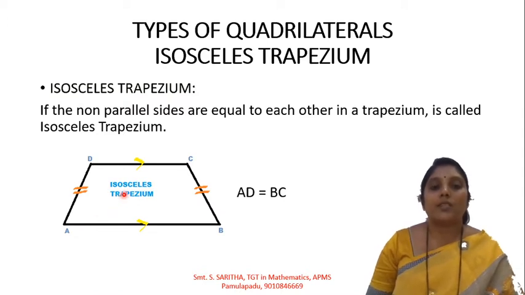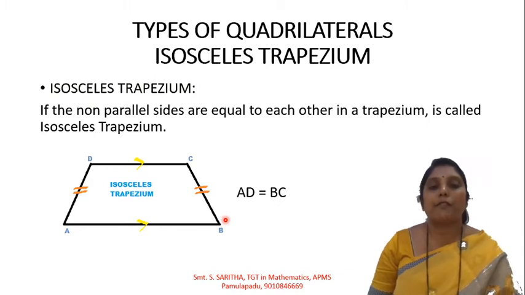Next, coming to the isosceles trapezium. You know that a trapezium means a quadrilateral in which one pair of opposite sides are parallel and the other pair is non-parallel. If the non-parallel sides in a trapezium are equal, such a trapezium is called an isosceles trapezium. Here, AD is equal to BC.